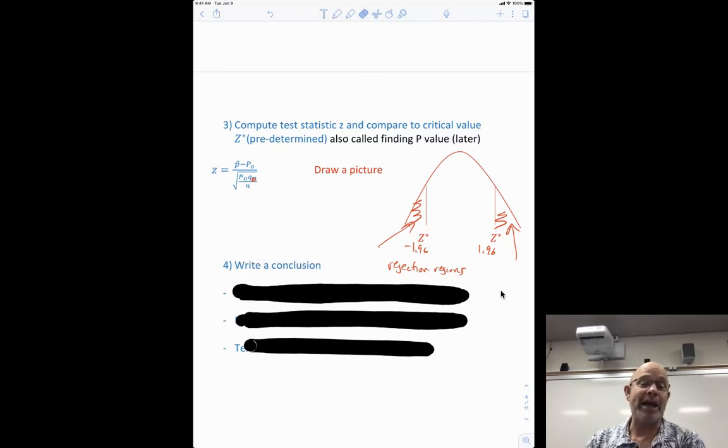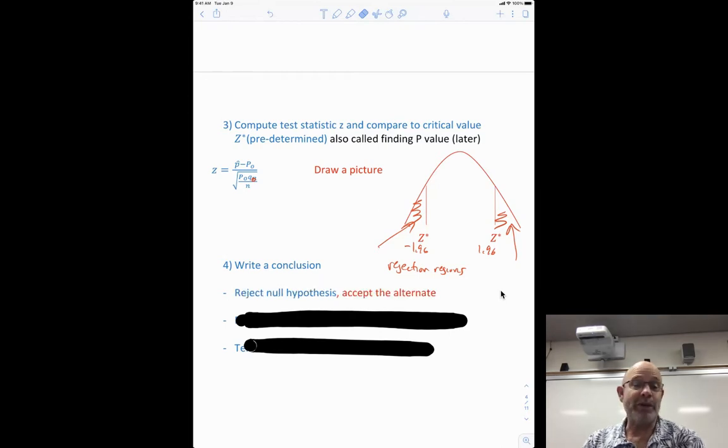So the fourth and last and maybe most important thing is we have to come up with a conclusion. So either you reject the null hypothesis. If you're out in that rejection region, you reject the null hypothesis, and I'll show you the wording on that in just a second.